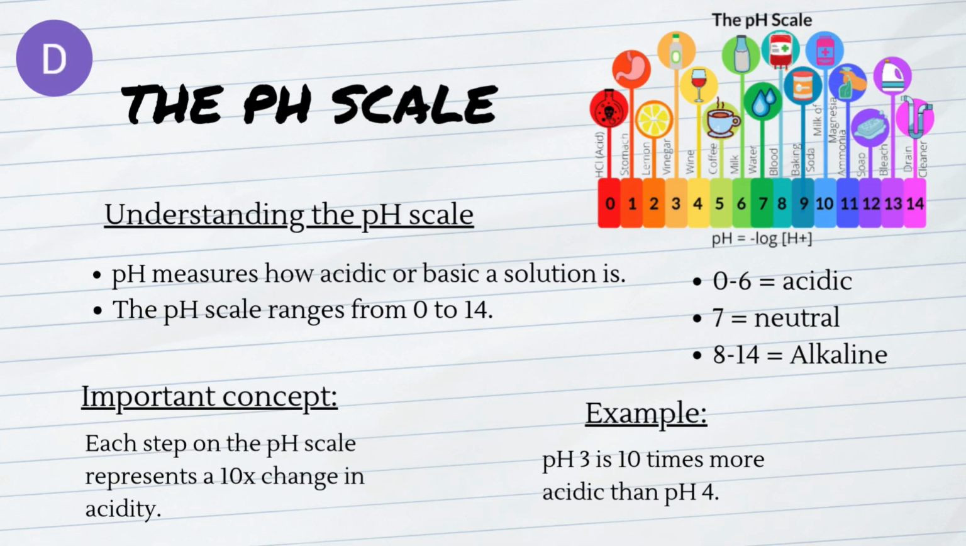Next, we will talk about the pH scale. The pH scale measures how acidic or basic a solution is. The pH scale ranges from 0 to 14. From 0 to 6, it is acidic. 7 equals neutral, and from 8 to 14 equals alkaline. An important concept to remember is that each step on the pH scale represents a 10 times change in acidity. Example, pH 3 is 10 times more acidic than pH 4.